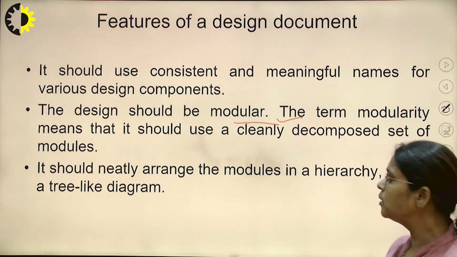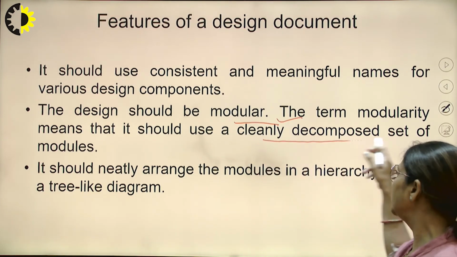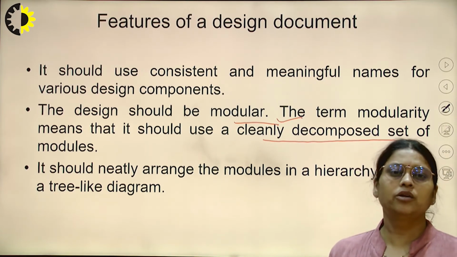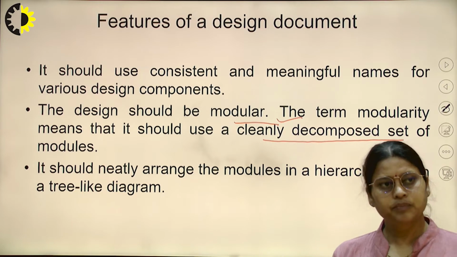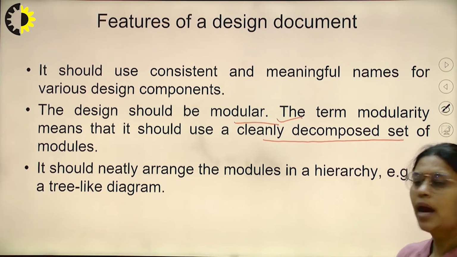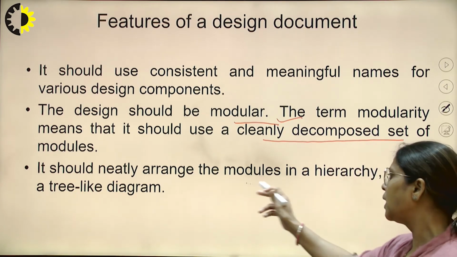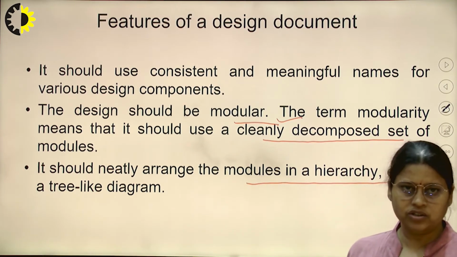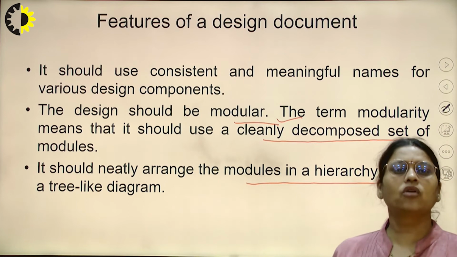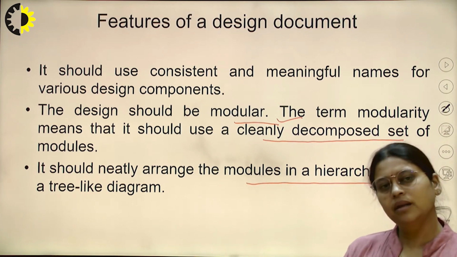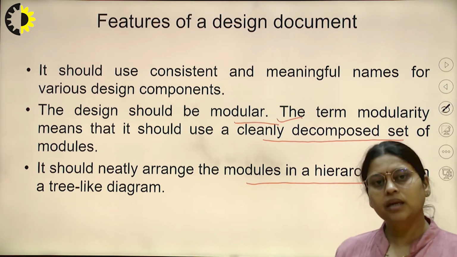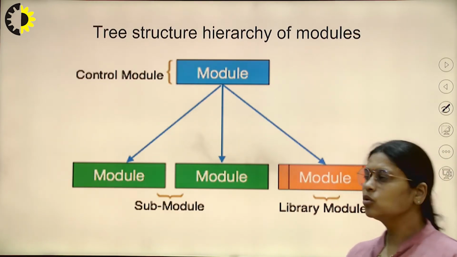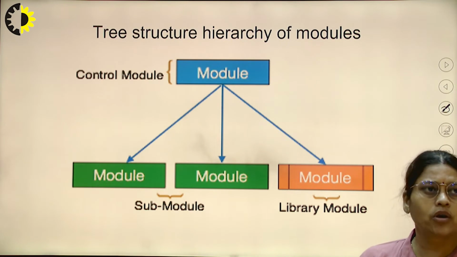Modularity means that it should clearly decompose into a set of modules, meaning we have to divide the whole software into a number of modules in depth, and it should neatly arrange the modules in a hierarchy, for example, a tree-like structure. So, we decompose the software into a tree-like form, and there will be a hierarchy of the modules from top to bottom. This is a tree structure hierarchy of the modules.